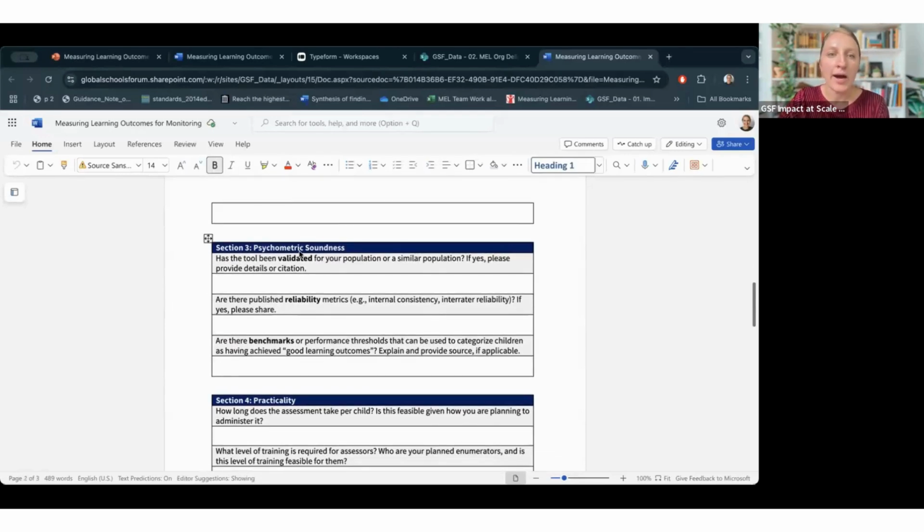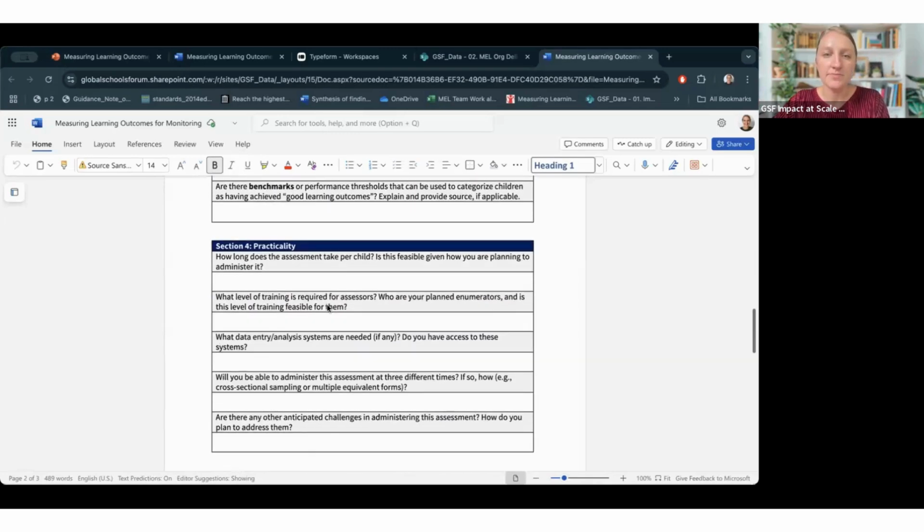Then we'd like to know about any information you can share about the validation of the tool, according to all those different categories of validity that we went through. If you can explain that, as well as if you have any reliability metrics that have been published related to the tool. And then the last question is about benchmarks. Is there any data out there to support specific benchmarks, performance thresholds that can help you let us know how many children are achieving good learning outcomes?